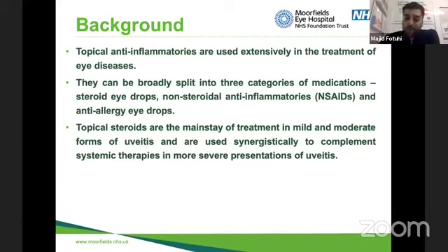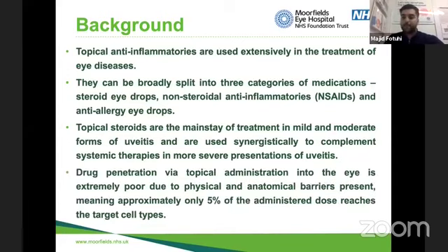Topical steroids, so eye drops, are the mainstay of treatment in mild and moderate forms of uveitis, but they are also used synergistically to complement systemic therapies, so tablets and injections, in more severe presentations of uveitis.